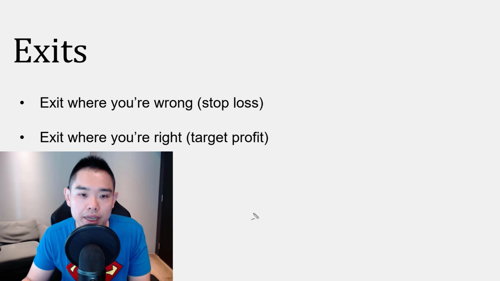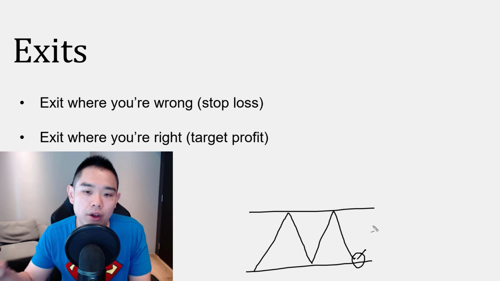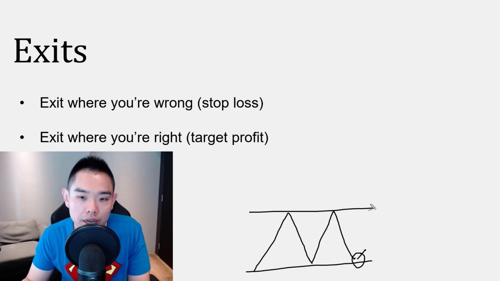So let's say again the market is in a range. It goes up, comes down, goes up, comes down. Let's say you buy at support. And where on this chart might sellers come in and push the price lower? As you know, this is an area of resistance. This is where sellers might come in. So this means you want to set your target profit just before this area of resistance.